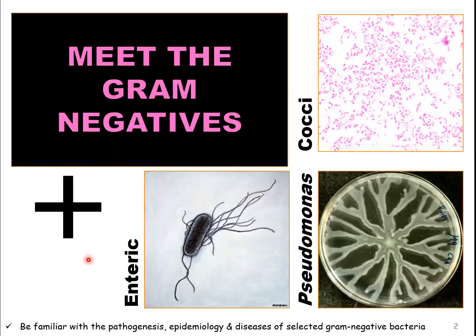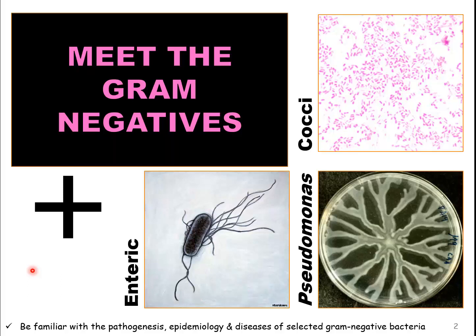So the gram-negatives, we're going to talk about the gram-negative cocci, then we're going to talk about the enterics, those gram-negative bacteria that live in the gastrointestinal tract of humans and animals. Pseudomonas is going to get its own little special sideline, like the junk drawer of gram-negative diseases. Our goals are to be familiar with the pathogenesis, epidemiology, and diseases of these selective gram-negative bacteria. We're going to cover most of them. There's a few that we're going to miss.